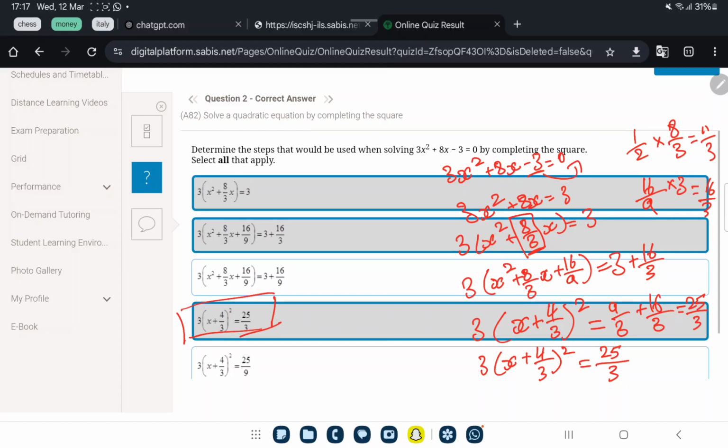In other questions they ask for the roots, but in this question they didn't. If they asked for the roots, you'd just solve normally, starting by dividing by 3 and then factoring. But now we're going to see which steps we had in it. So 3 times (x squared plus 8 over 3 x), we had it here, so it's correct. And then 3 times (x squared...), we had it here too, so it's correct. Sorry, here. And then this is the last step we had here, it's also correct.